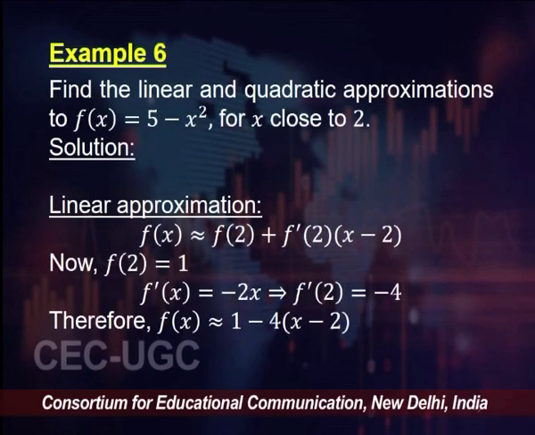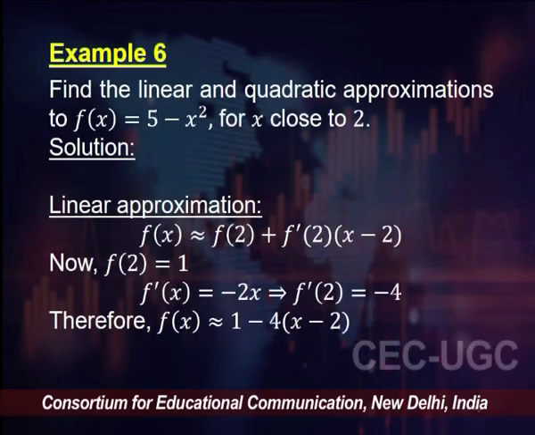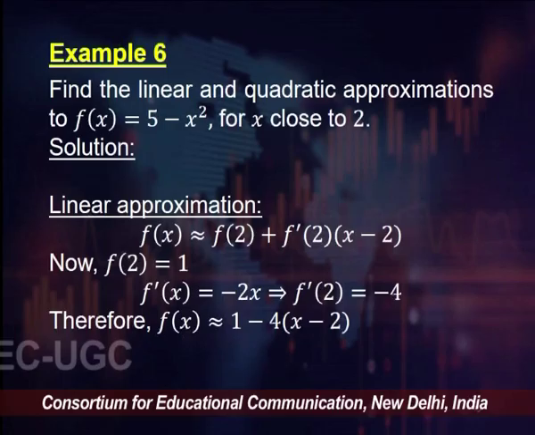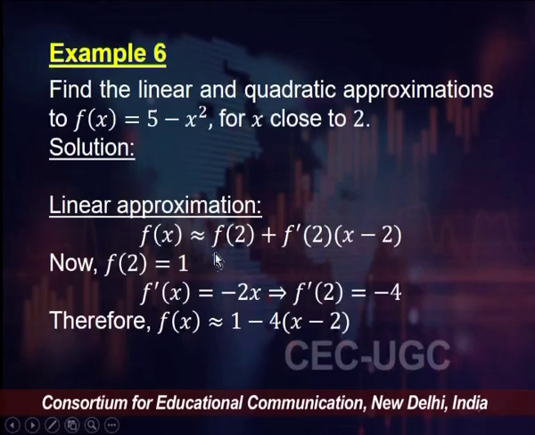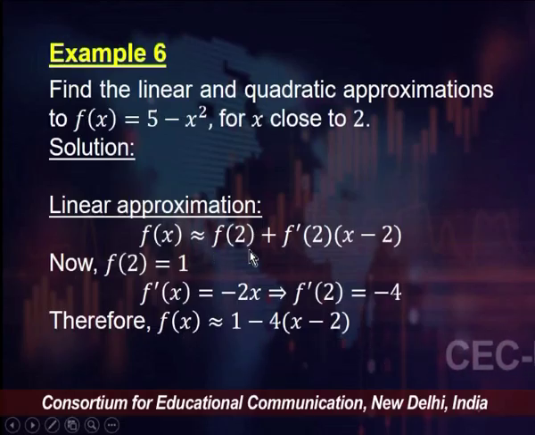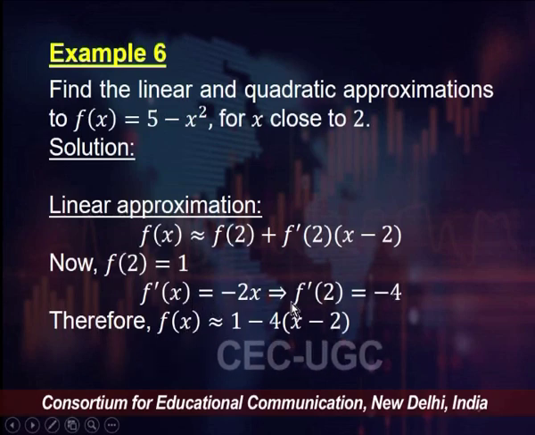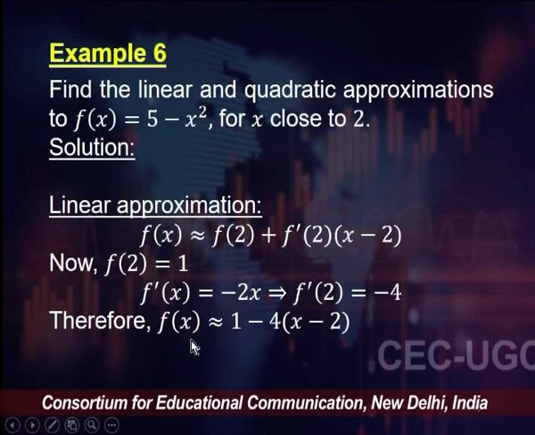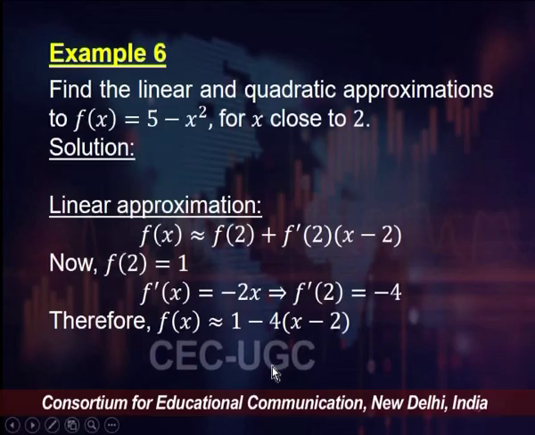Let us look at another situation here that emerges. Here I have actually taken a polynomial function, which is 5 minus x squared, and for x close to 2, the question asks you to find the linear and quadratic approximations. Now, you can see here that the linear approximation will be given by f of 2 plus f prime at 2 times (x minus 2). f of 2 here is 1, and f prime at 2 is minus 4. So, you get f of x is approximately equal to 1 minus 4 times (x minus 2). This is a linear approximation.